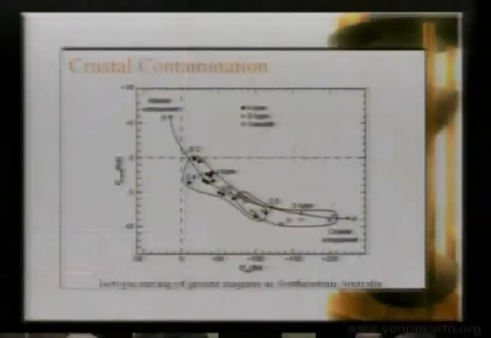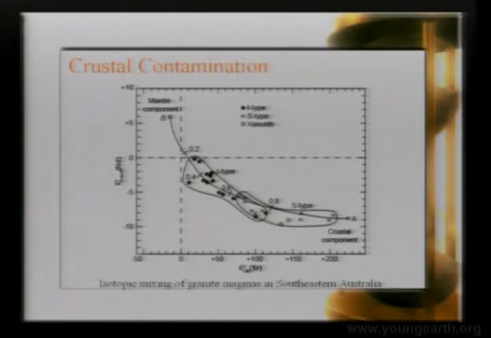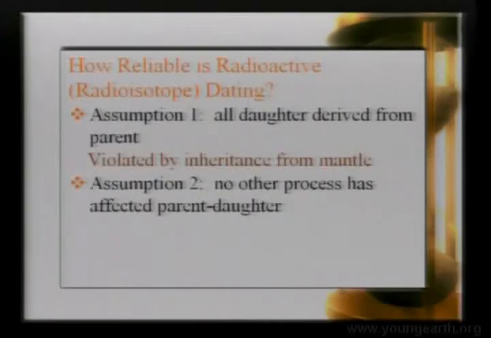Here we have some granites in southeastern Australia, where you can compare the neodymium isotopes and the strontium isotopes, and you actually show that the granite formed as a result of mixing of the isotopes from different sources of rock that melted to form the granites. So the isotopes again have nothing to do with the age.